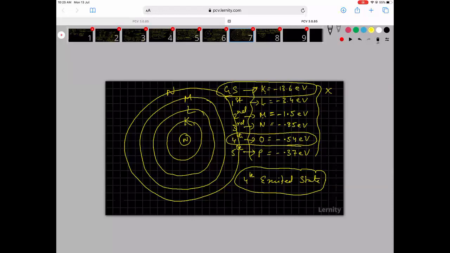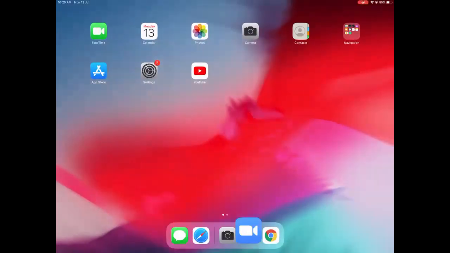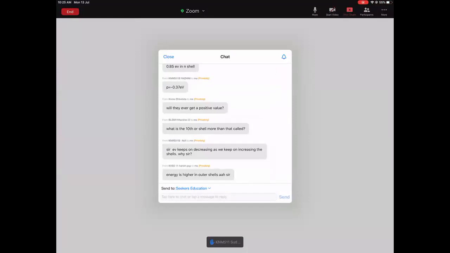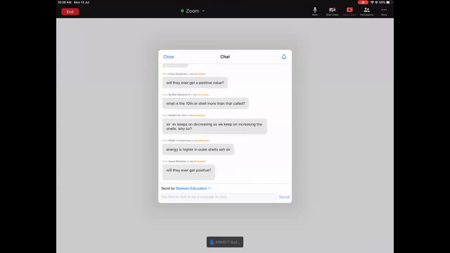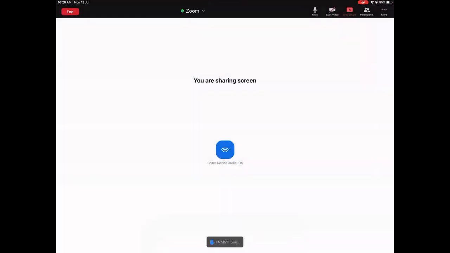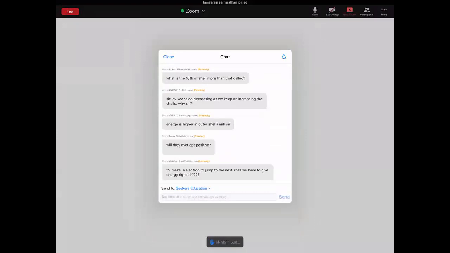Okay. So these numbers, we should know how to calculate. EV keeps on decreasing as we keep on increasing the shells. Why? Because they are negative values. So it is not decreasing. Actually, it is increasing because they are negative values. Energy is higher in the outer shells.